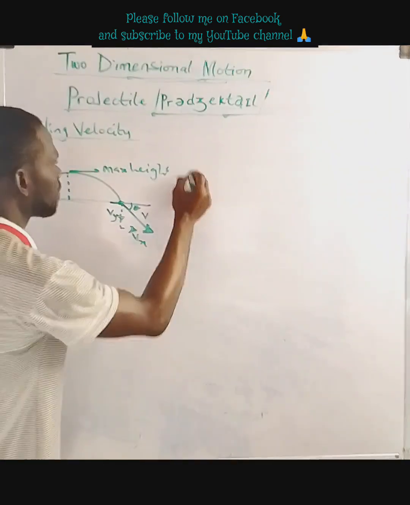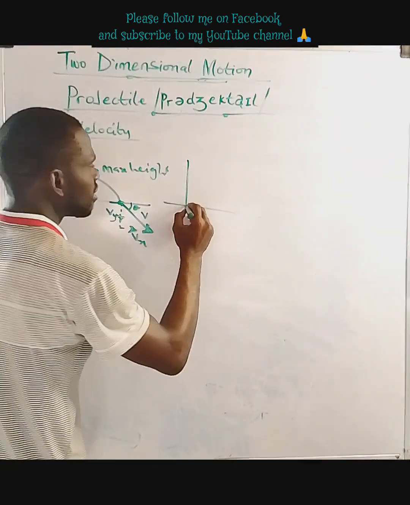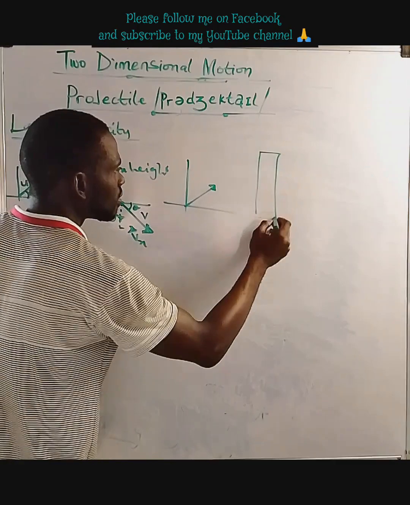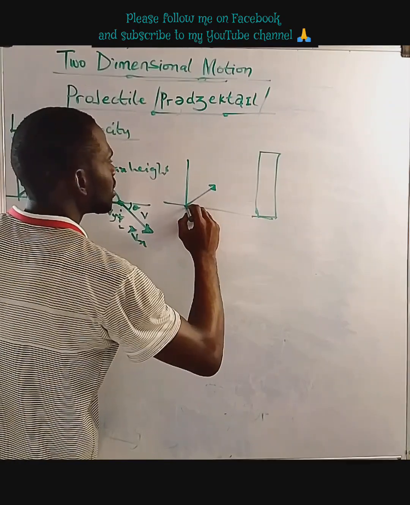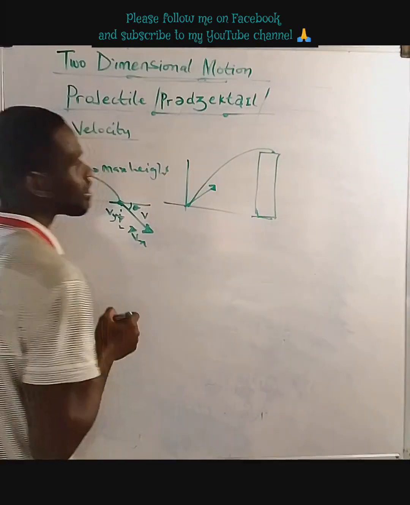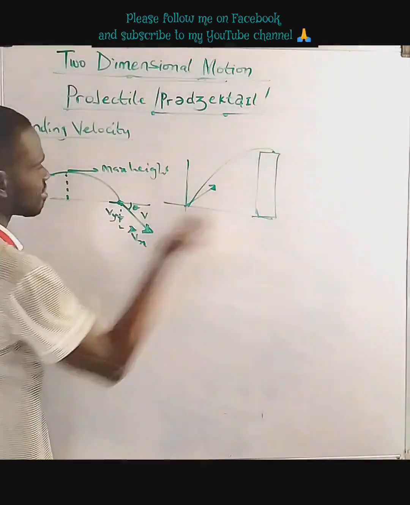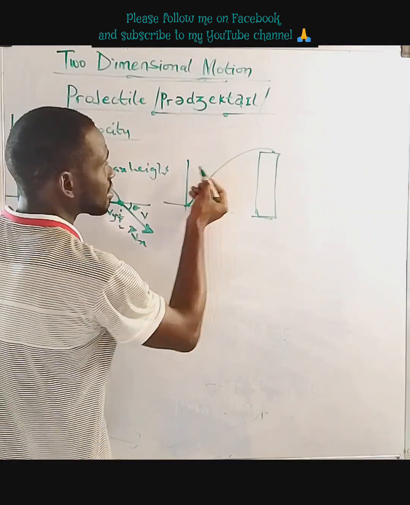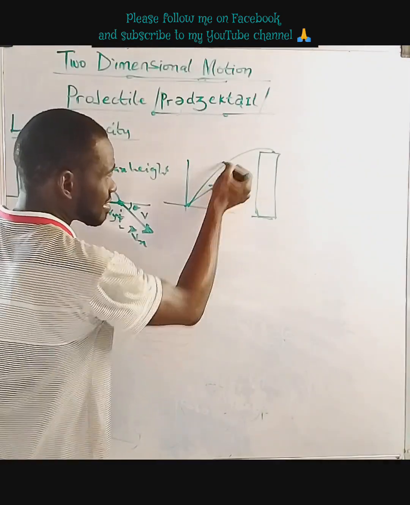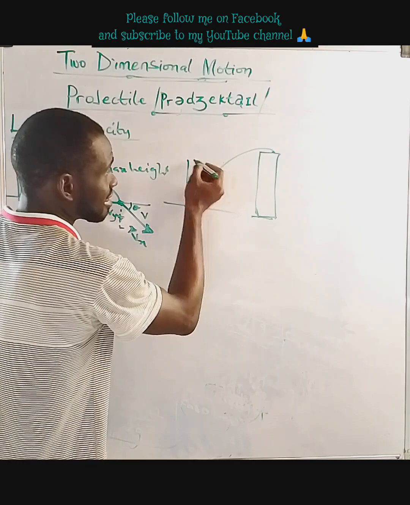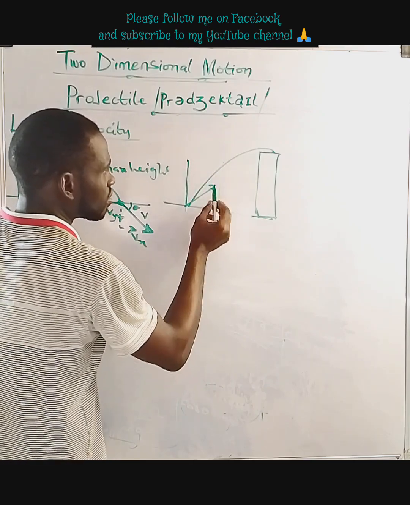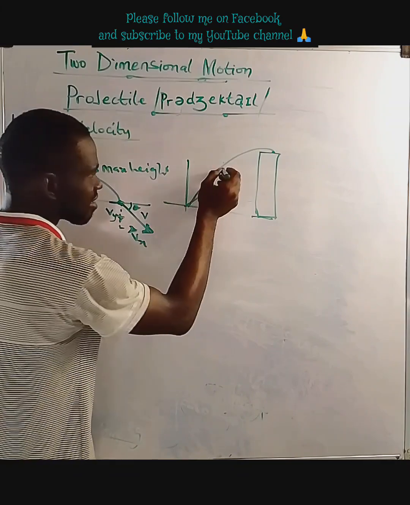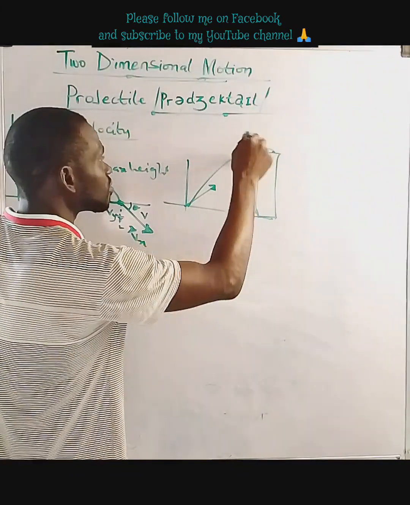But if I have something like this, let's say the body is projected and there's a building some meters away, the body goes like this. Now this is different. Let's say there's a maximum height. The speed with which the body gets to max height is not the same speed it takes for the body to start falling back.